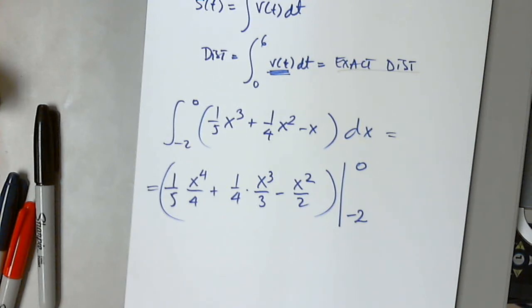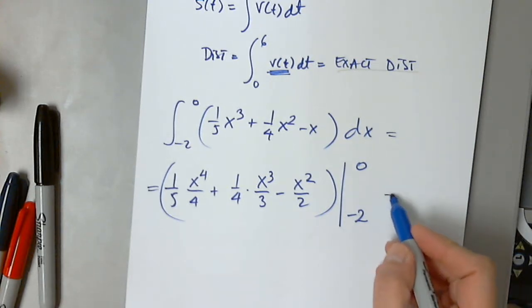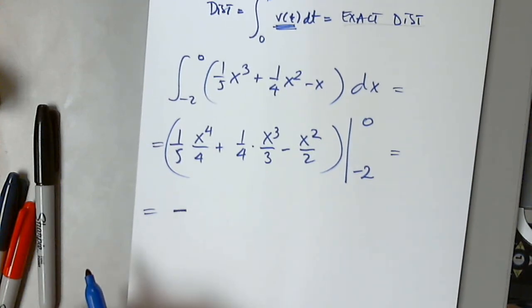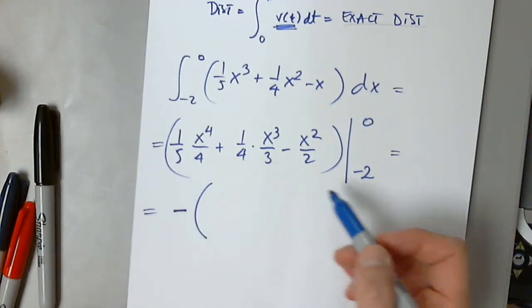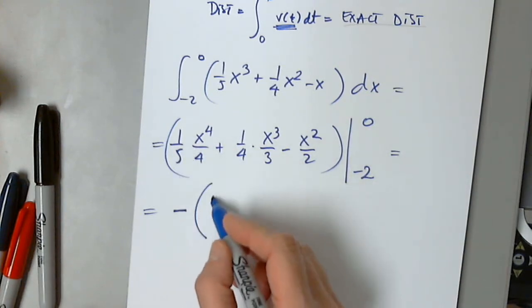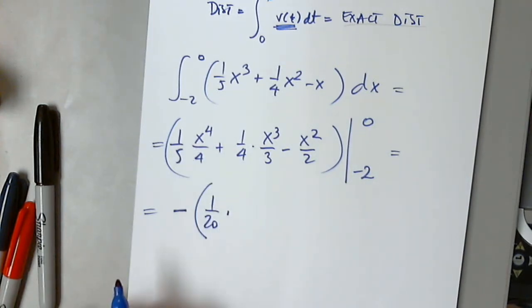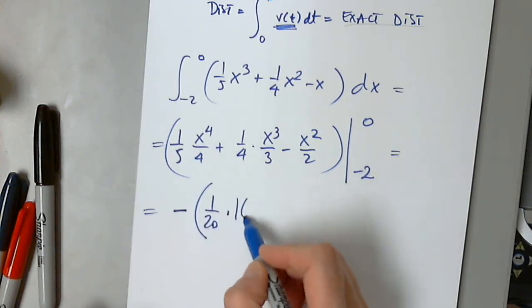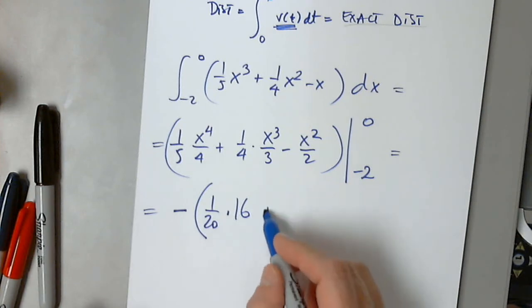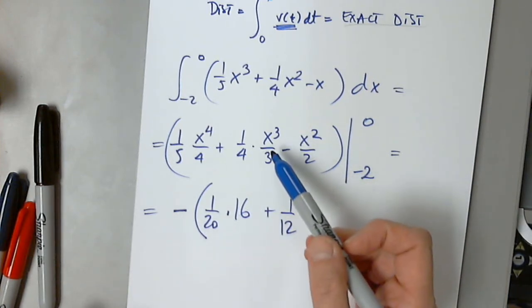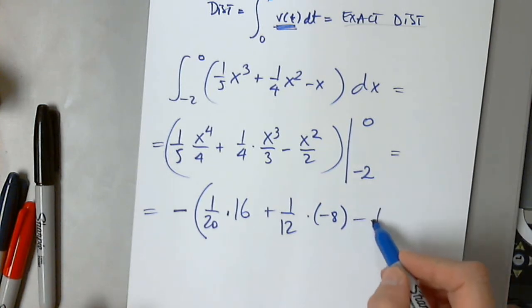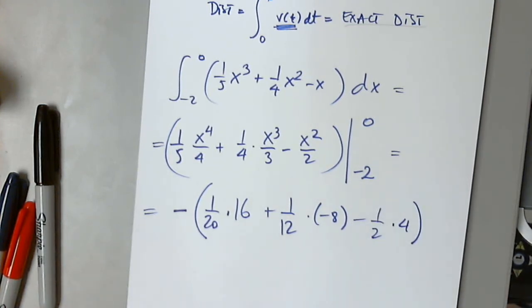Yes? Okay, so then now we have to plug in 0, but it's all 0. But what you have to remember is to put the minus in front. And now I will plug in -2. I will have 1 over 20, and then -2 to the fourth power, that is 16, plus 1 over 12, times -2 to the third power, which is -8, and minus 1/2 times 4. Is this okay?